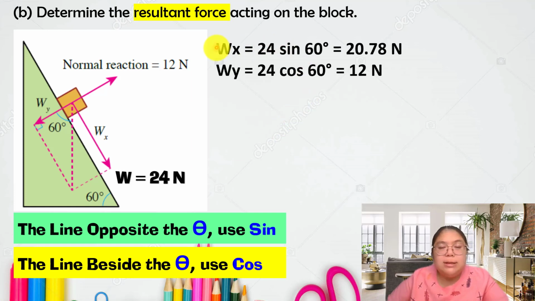Okay, now let's see the calculation. Wx is 24 sine 60, because this one is the longest one. Okay, we get 20.78 Newton. Okay, how about the Wy? Wy is beside the angle, so we're using cos. 24 cos 60, then we get 12 Newton.